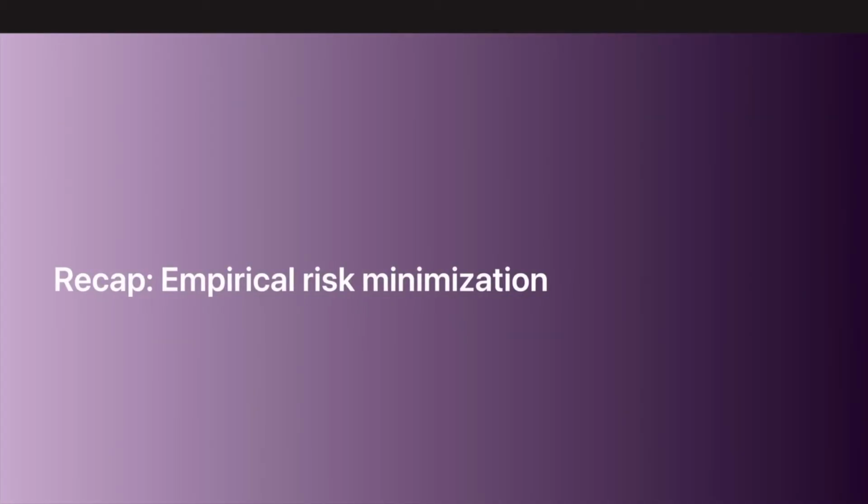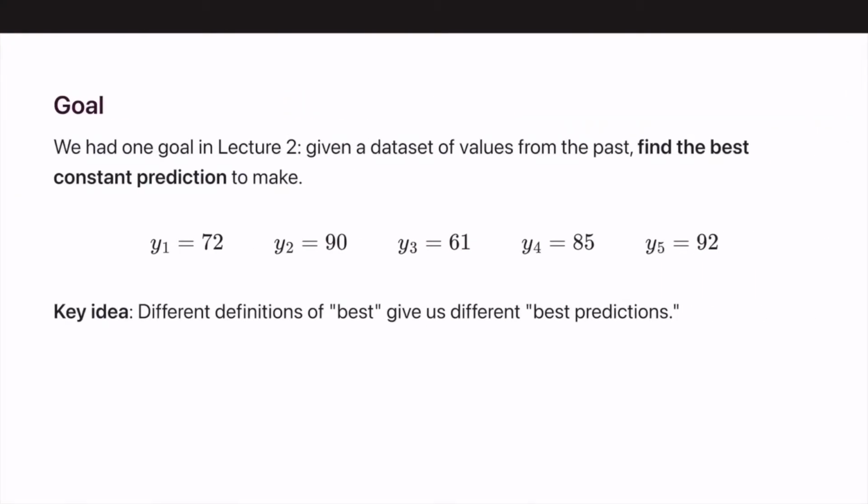So let's do a quick recap on empirical risk minimization, just so that we're all on the same page. If we think back to the last two lectures, we had this data set. We were looking at a person leaving from their home, going to school or work, and they want to see how long their trips took in minutes, and depending on when they left home, their trip could vary. And from that data set, we have this very simple toy data set of these 5 values: 72, 90, 61, 85, and 92.